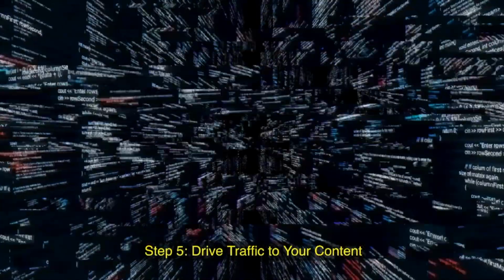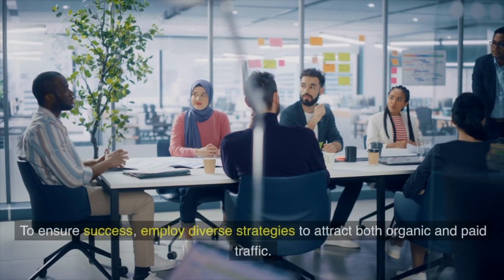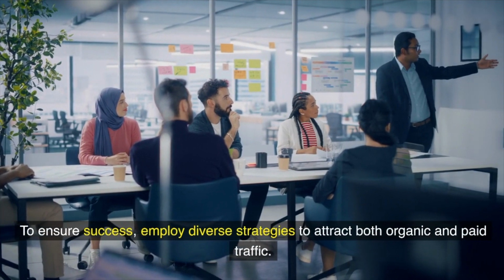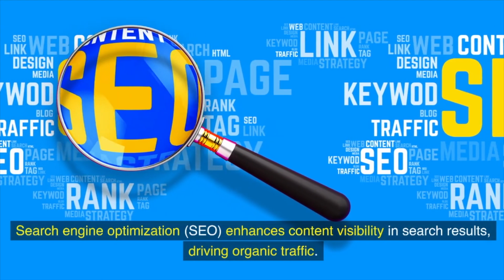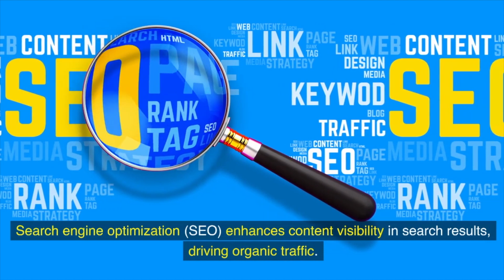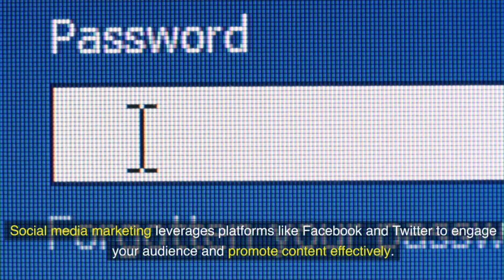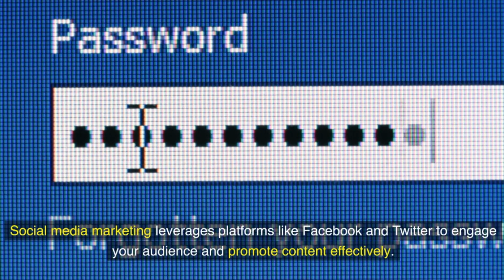Step 5. Drive traffic to your content. Generating traffic is pivotal for affiliate marketing triumph. To ensure success, employ diverse strategies to attract both organic and paid traffic. Search engine optimization, SEO, enhances content visibility in search results, driving organic traffic. Social media marketing leverages platforms like Facebook and Twitter to engage your audience and promote content effectively.